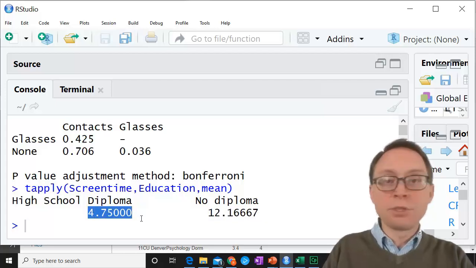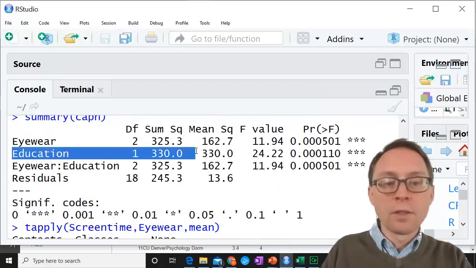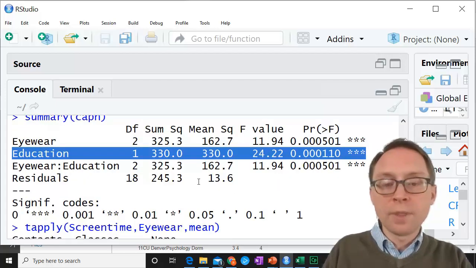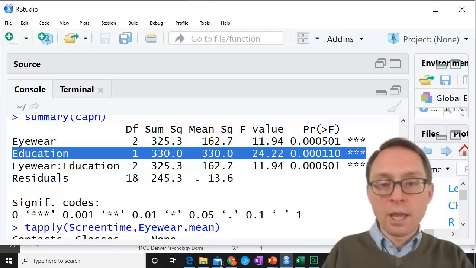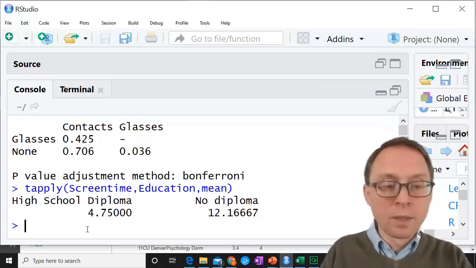I do not have to do a pairwise test though, because look right here, this is significantly different, and there's only two levels. You either have a diploma or you don't. And I know there's a significant difference there. Therefore, people with no diploma have to be watching more screen time than everybody else.